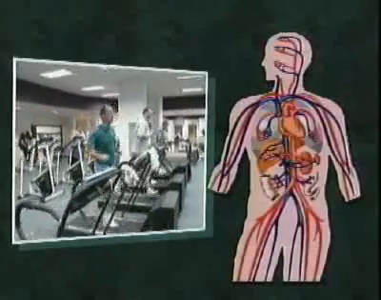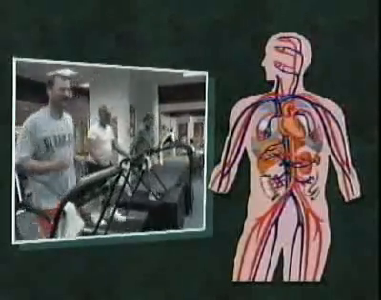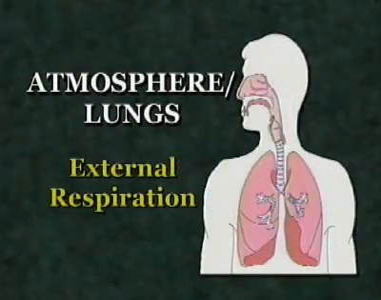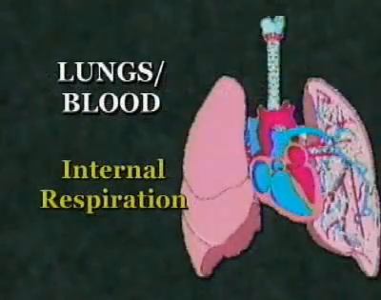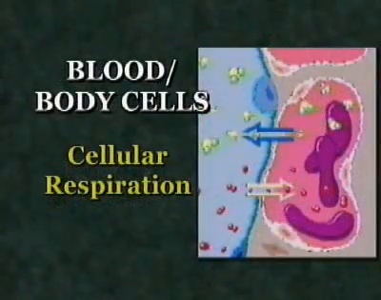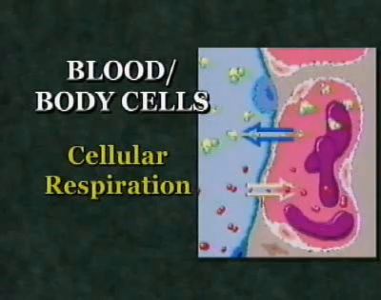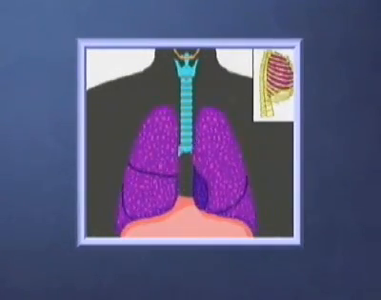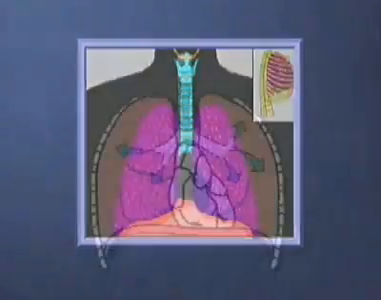There are 3 places where oxygen and carbon dioxide are exchanged within the body. 1. Atmosphere, lungs, external respiration. 2. Lungs, blood, internal respiration. And 3. Blood, body cells, cellular respiration. The body exchanges gases with the atmosphere by inhaling and exhaling.